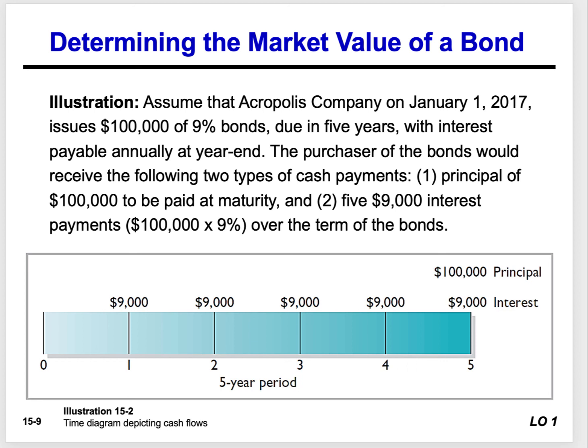The cash flow is going to be paid annually at the end of the year. So that means at the end of year 1, I'm going to give you $9,000. The end of year 2, I'm going to give you $9,000.